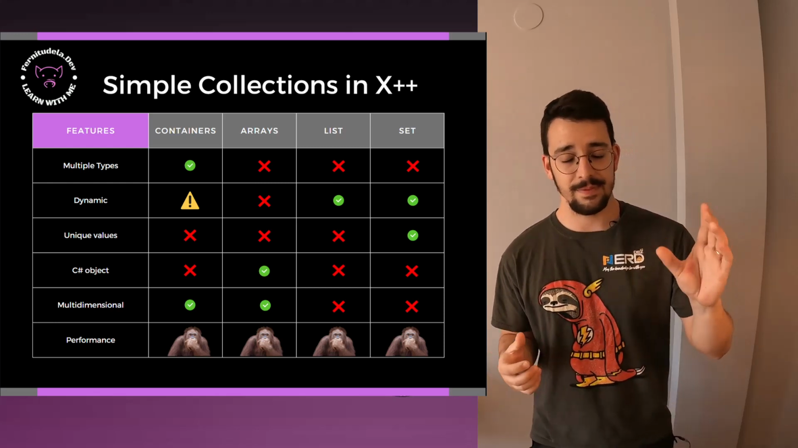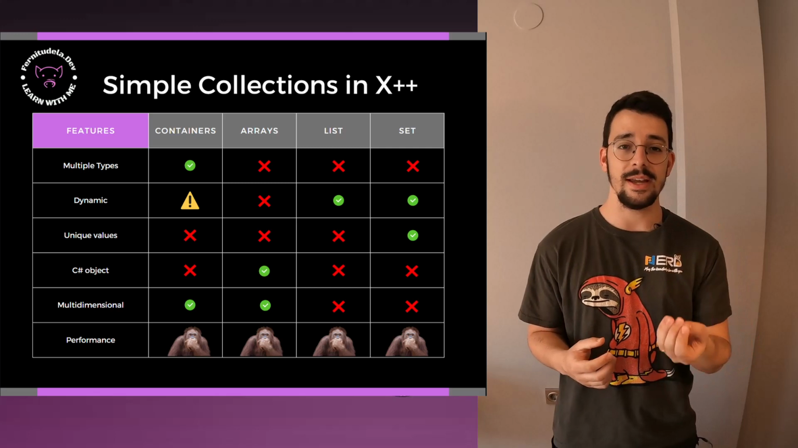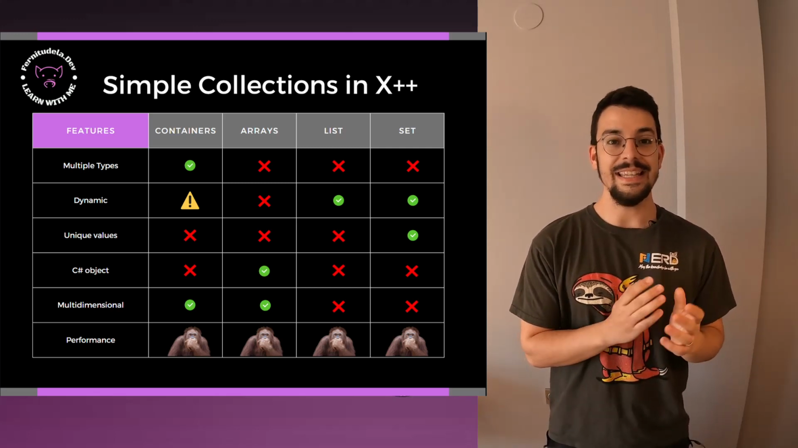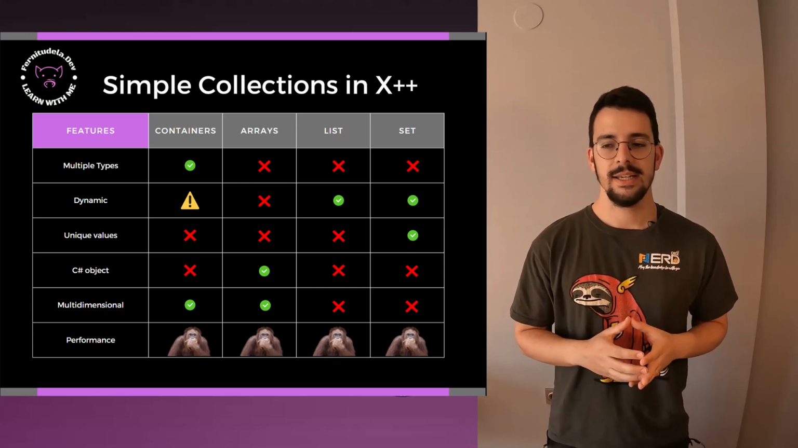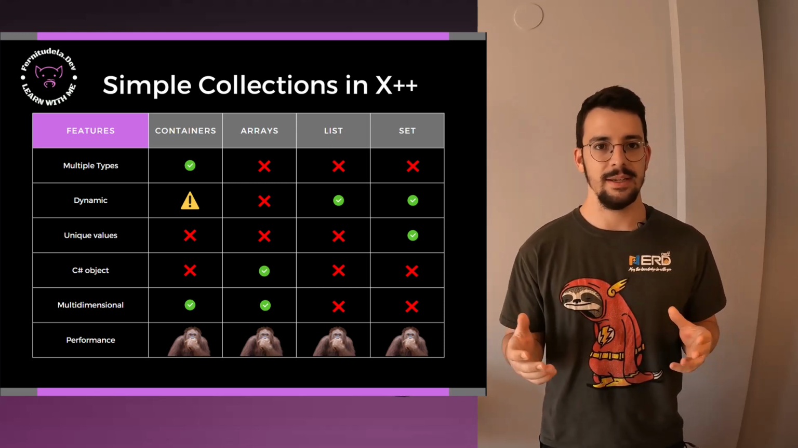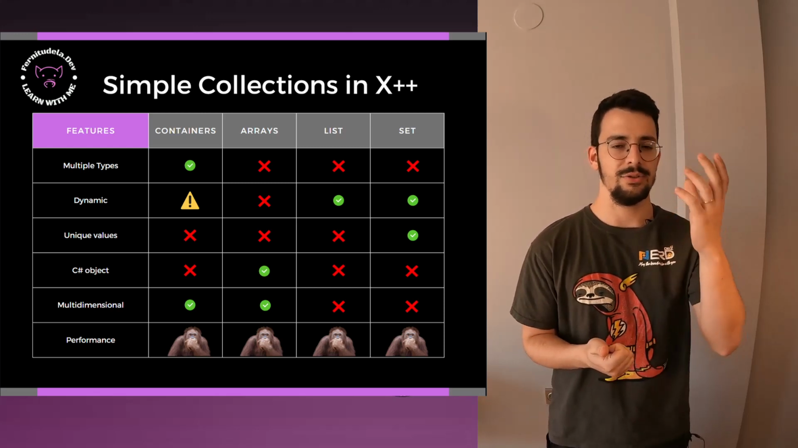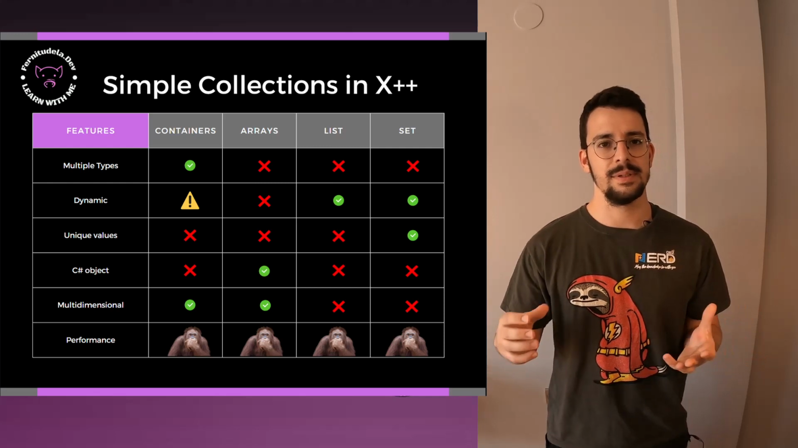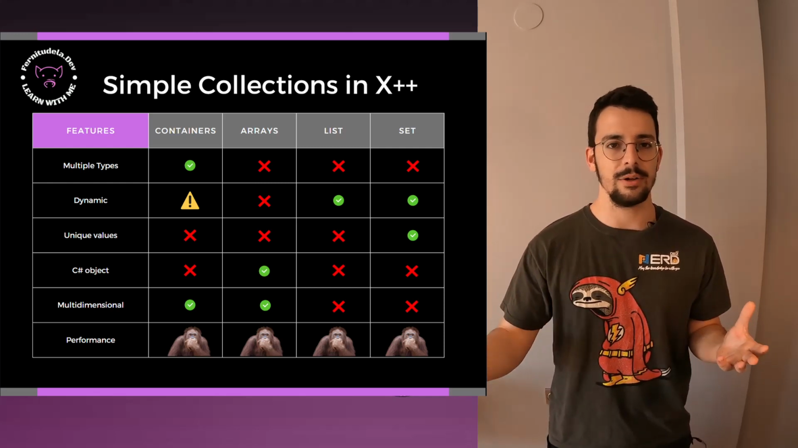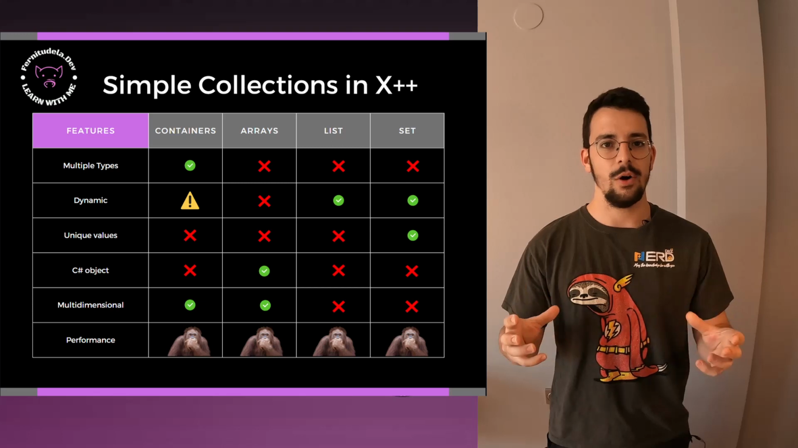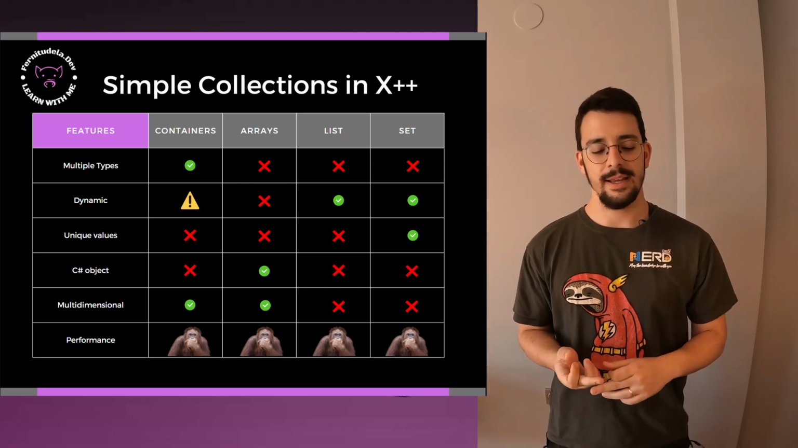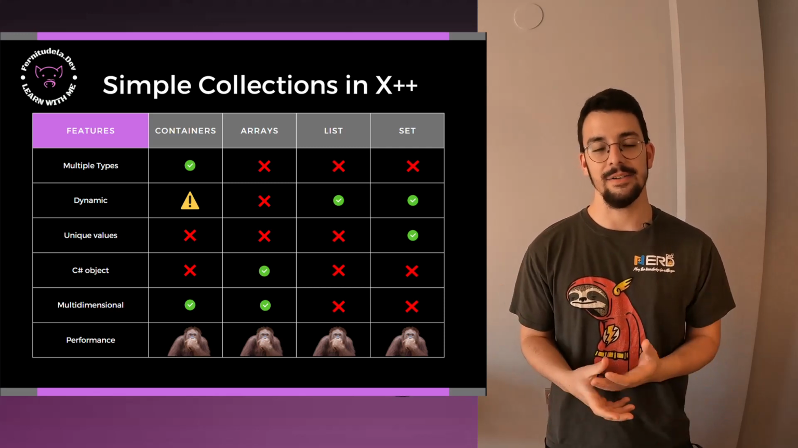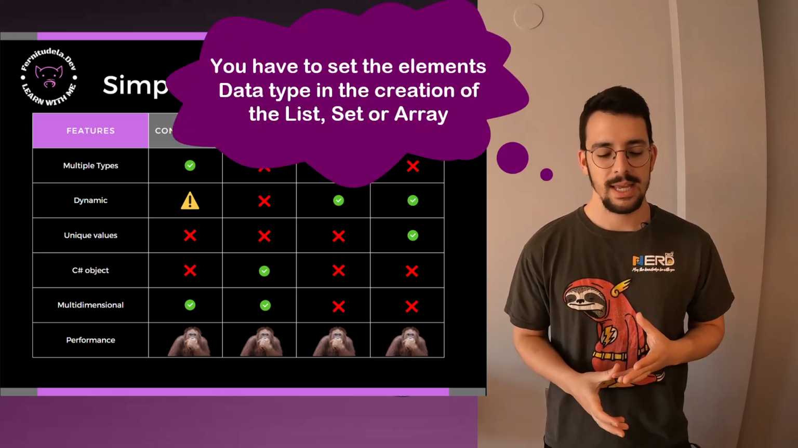Let's start. The container is the only collection in X++ that can have different data types in the same variable, in the same object. It could be simple data types, like a container with a string and an integer, or even complex data types like a class or records, and you can have all of them in the same container. Neither lists, arrays, or sets can have that because they are strongly typed.